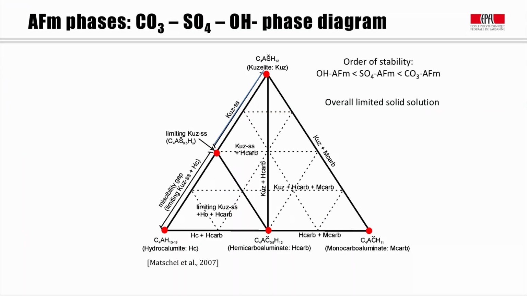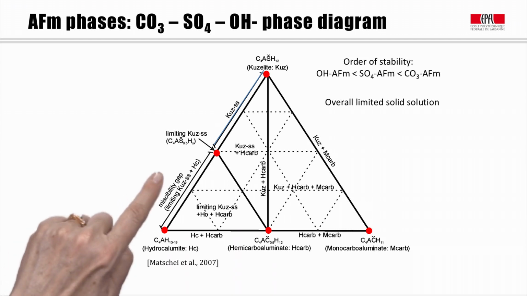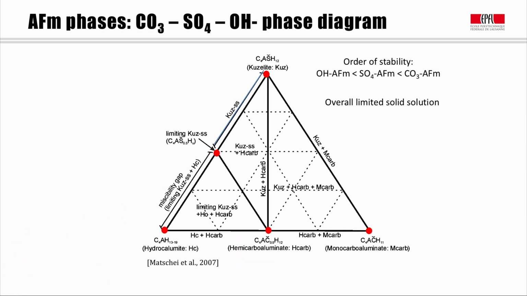And if we look more broadly, also including the hydroxide phase, the hydrocalumite phase down here, this shows us that the only region of solid solution we have is on this axis between the hydrocalumite and the sulfate form, where we can have some solid solution. Otherwise, there's really very little solid solution.